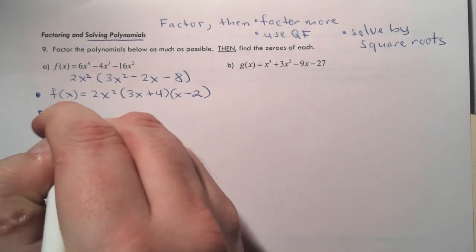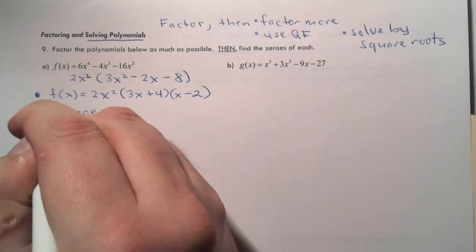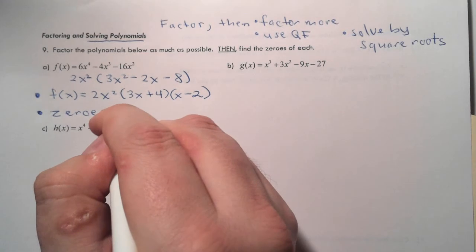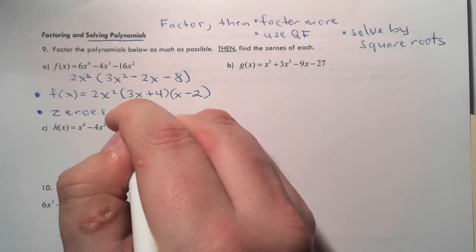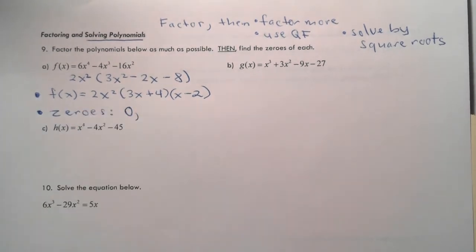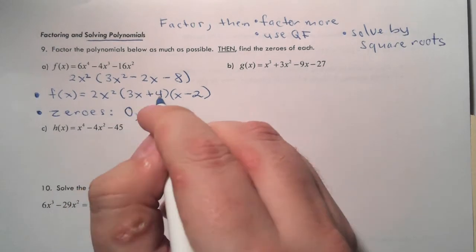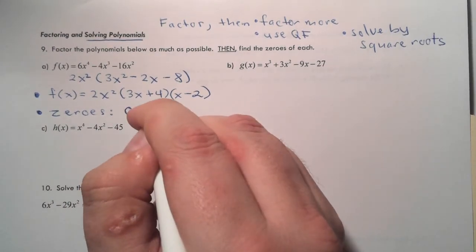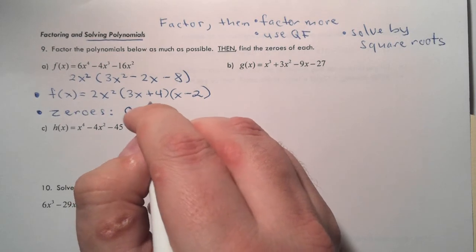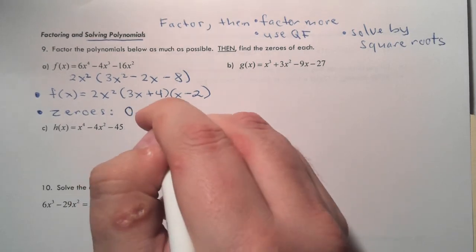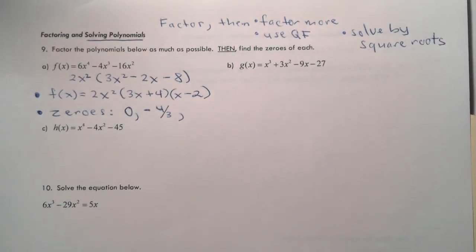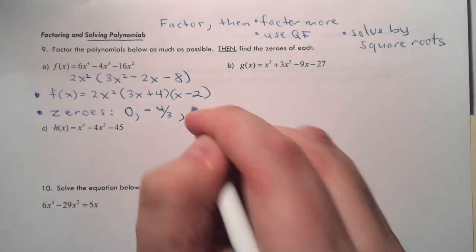For my zeros, well, I have the factorization right there. So my zeros would be, I can see I have 0. Its multiplicity is 2, in fact. 3x plus 4 would give me a 0 of negative 4/3. Think about setting it equal to 0. You can write it out even. Subtract the 4, divide by 3, I will get negative 4/3. X minus 2 will give me the 0 of 2.